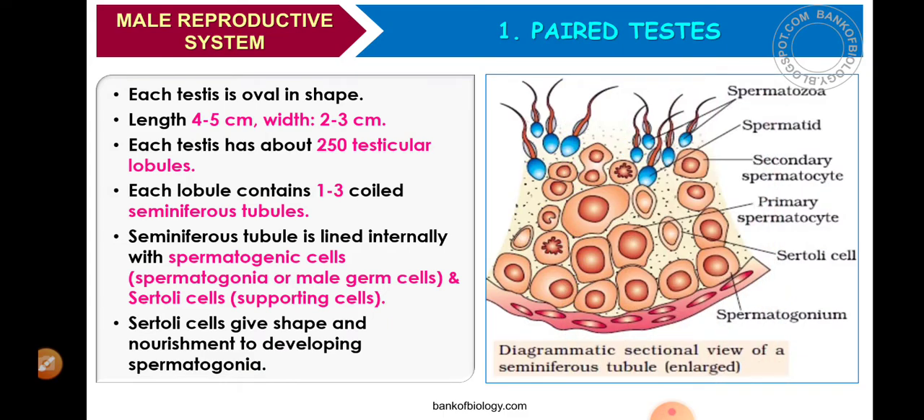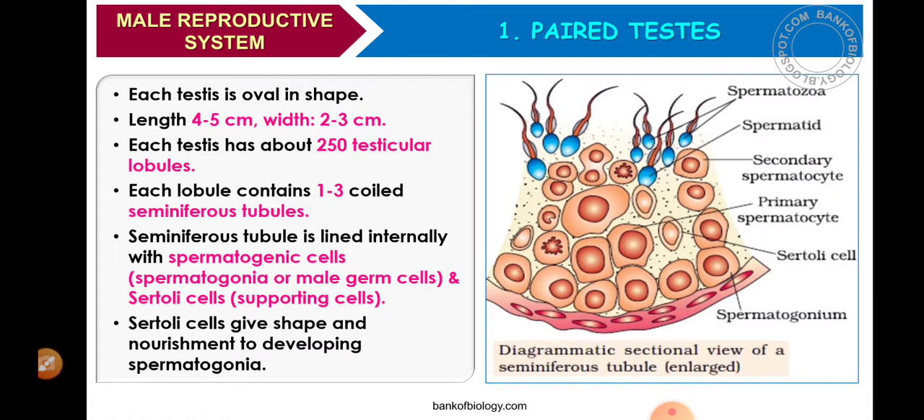Here you see a diagrammatic sectional view of seminiferous tubules. This figure has also come in previous years' board examinations, several times. Here you see some labeling with the figure. Instead of these labels, they write A, B, C, D and ask the student to write the correct label. If you have any doubt, you can easily understand it with the comments.